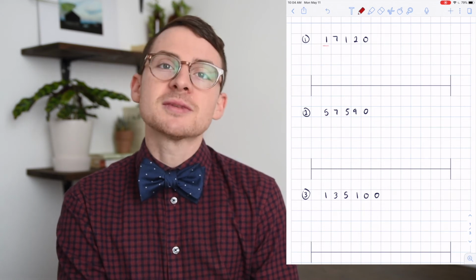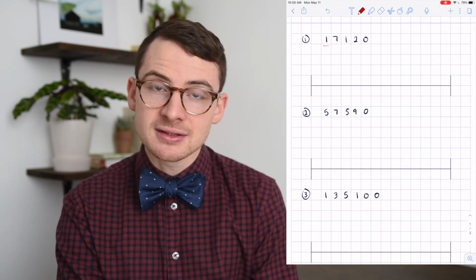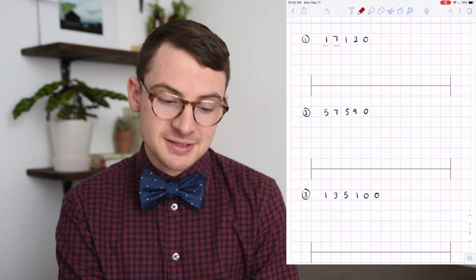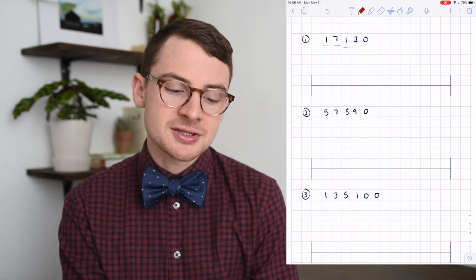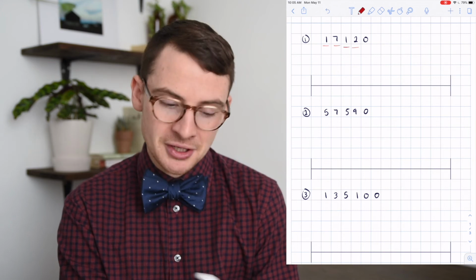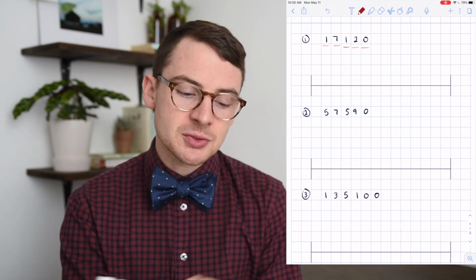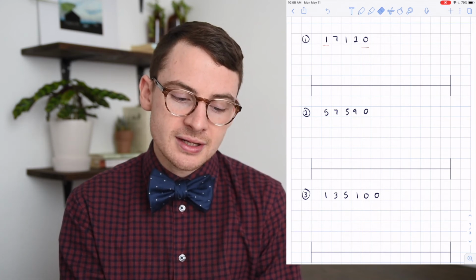All right, what is the place value of this 1? Very good, 10,000. What is the place value of this 7? Thousands place. Very good. What about this 1? Hundreds. Good. And this 2? Tens. Very good. What about this 0? Ones. Very good. Okay, so we have the number 17,120.